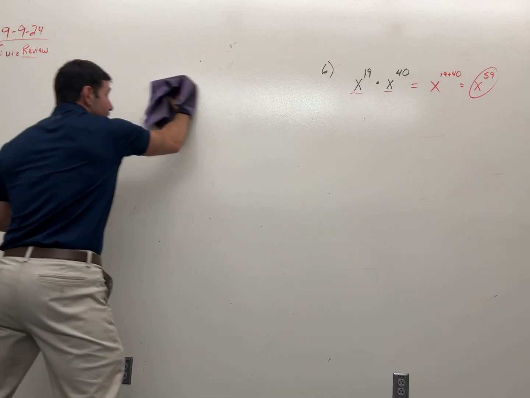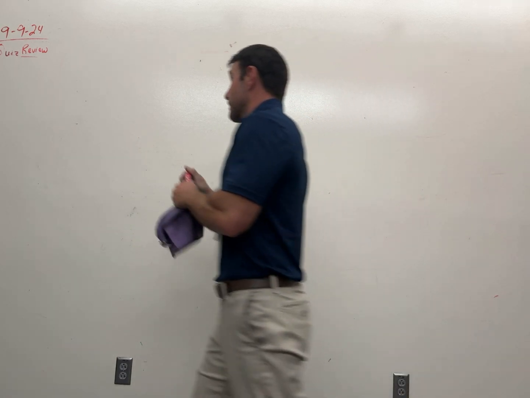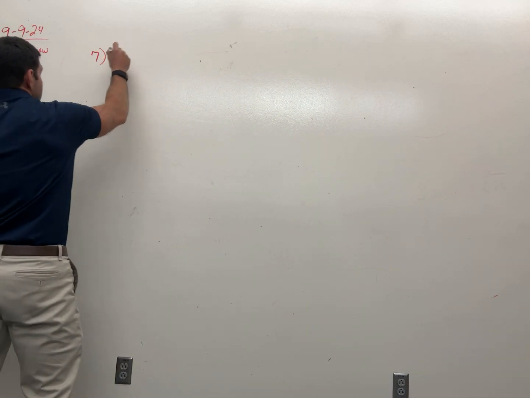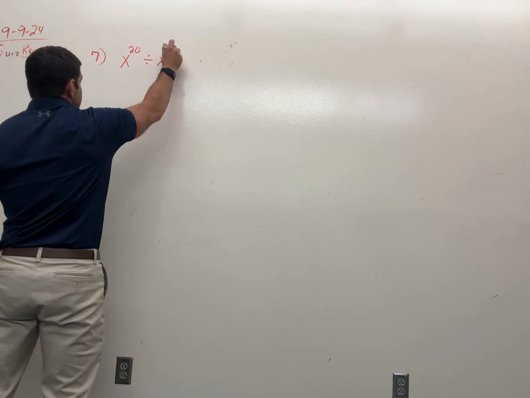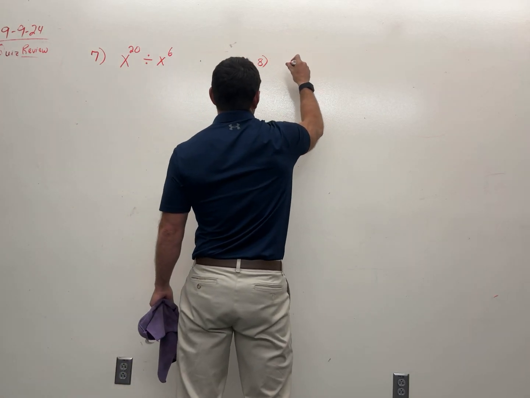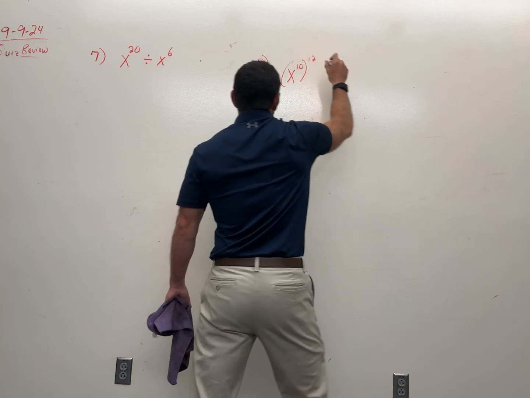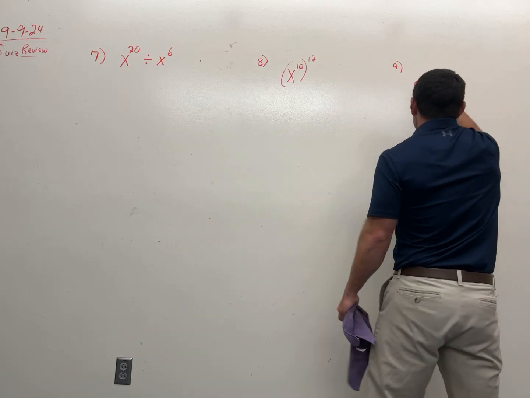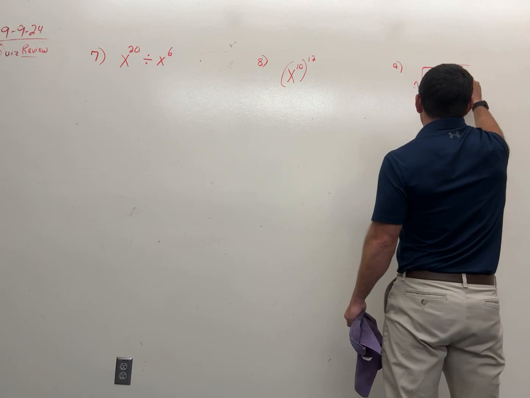We're going to do 3. Number 7 is x to the 20th divided by x to the 6th. Number 8 is, oh man, x to the 10th to the 12th. And number 9 is the square root of 225.